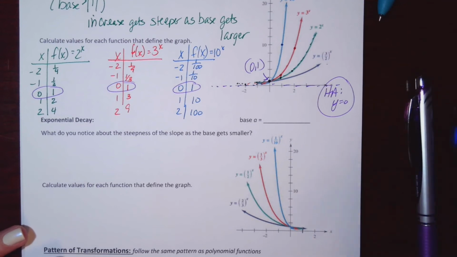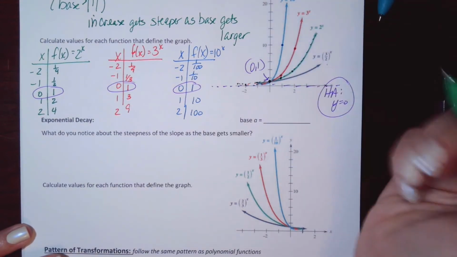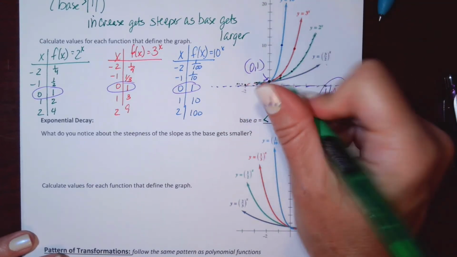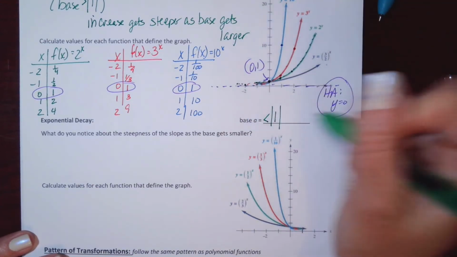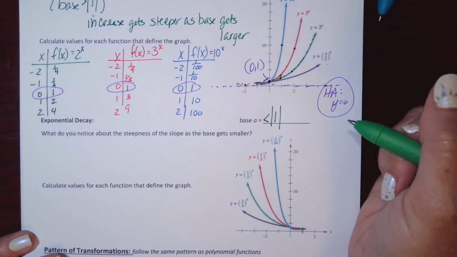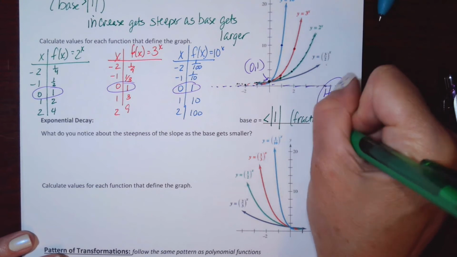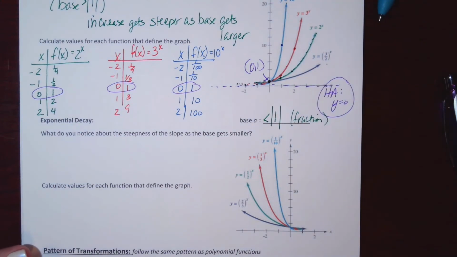So when I think about those, the bases are going to be fractions, right? My value for a is going to be less than 1, the absolute value less than 1. Basically, I have a proper fraction as my base. The value for the base is less than 1. Now, it still has to be positive because that's my definition of my exponential function.